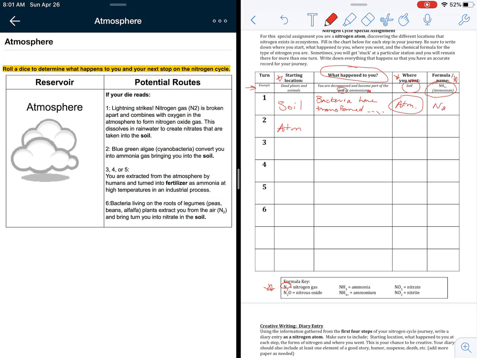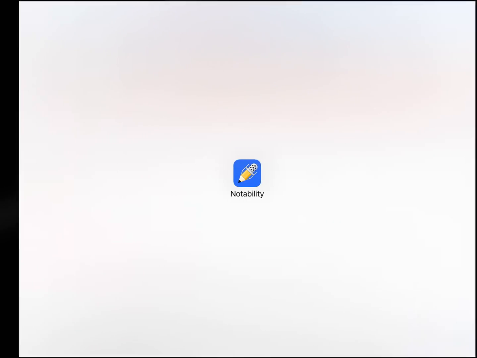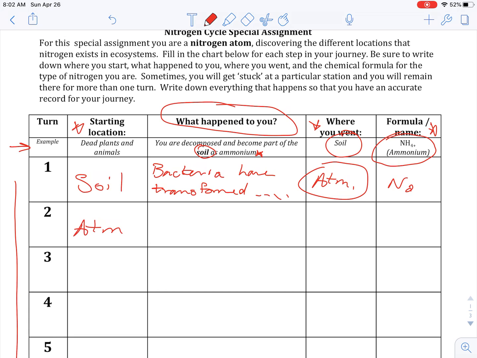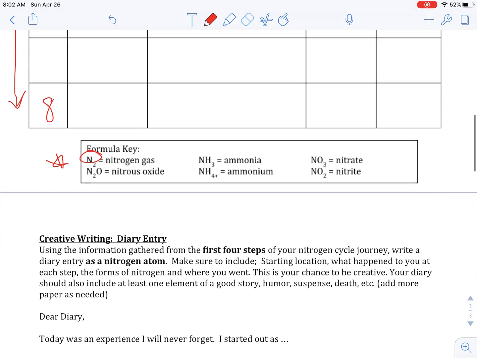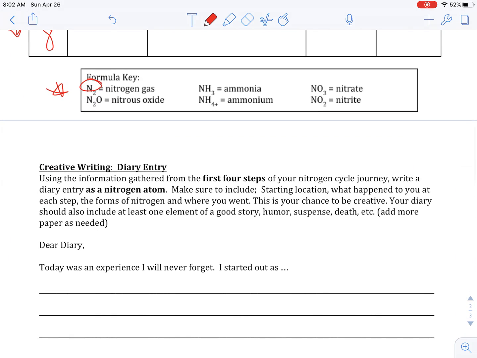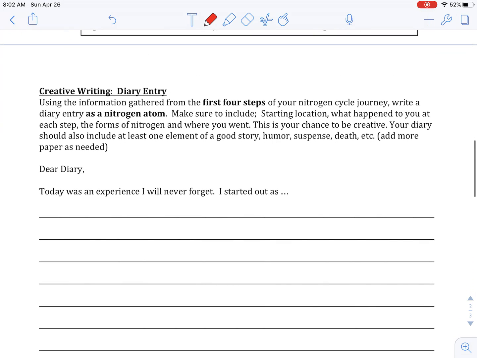Really important that you copy word for word what happened to you, because it's going to be important for our next step. So you'll do that all the way down here, to your eighth step. And then you should be done with the game part, so you don't need that anymore. Instead, you're going to move on to the second part, which is kind of our special assignment part of this activity.